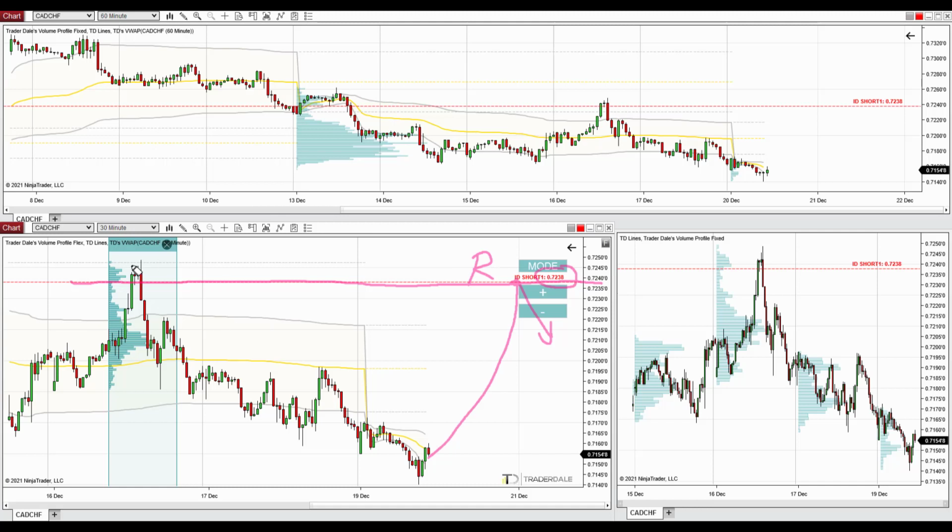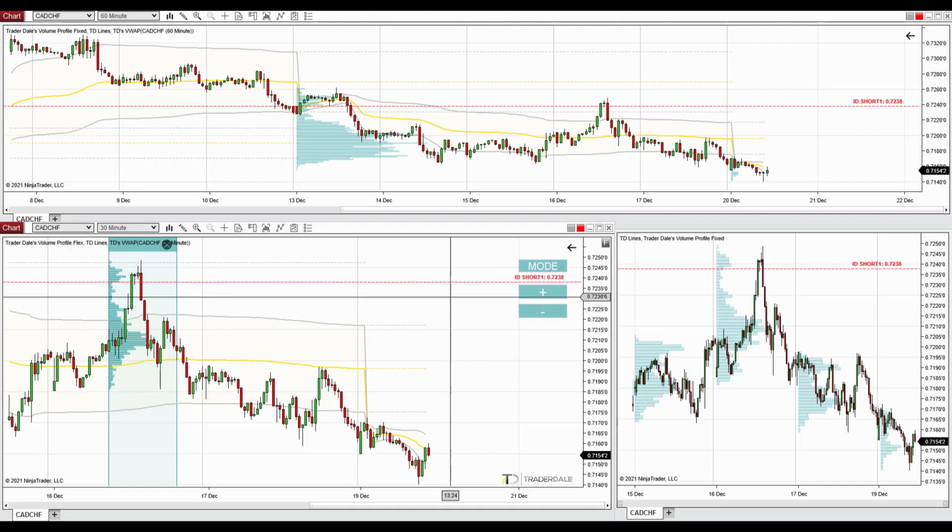In this case, the volume profile setup which I used is called the rejection setup. Again, you can learn more about it in my trading course. That's a setup which you use when there's a sharp reversal like this one. Alright, so that's for the strong day trading resistance on the Canadian dollar Swiss franc.